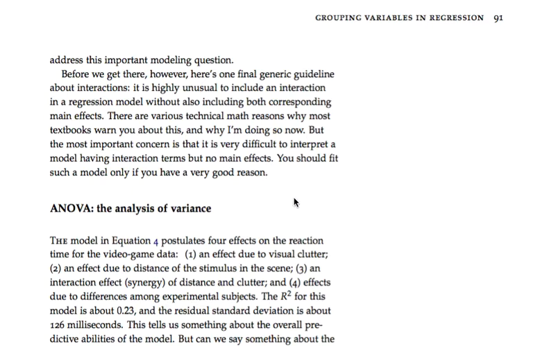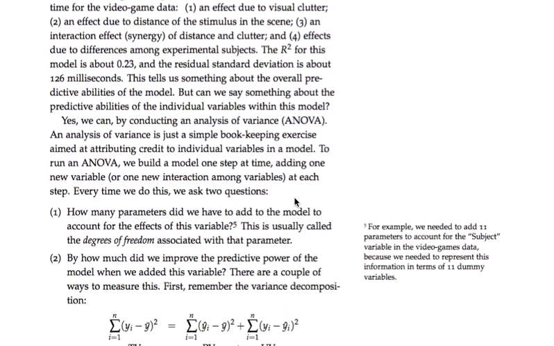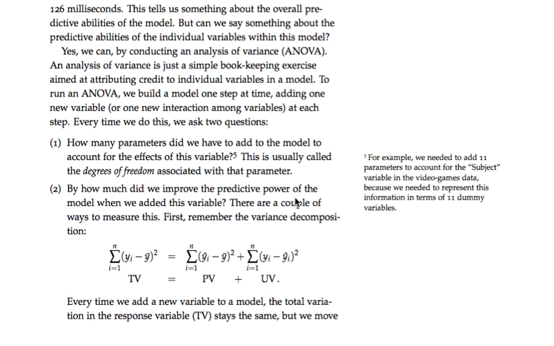So here's how we conduct an ANOVA. We build up a model one step at a time. So if you're thinking concretely about some of the models that we've seen, let's take the example of the model for predicting reaction time in video games. There we had four sets of variables. There were the variables associated with, well, really the one variable associated with the clutter effect. There was the variable associated with the far away effect. There was the interaction between those two variables. That's three. And then finally, there was the set of subject level dummy variables to get at the fact that some people were faster on average than others.